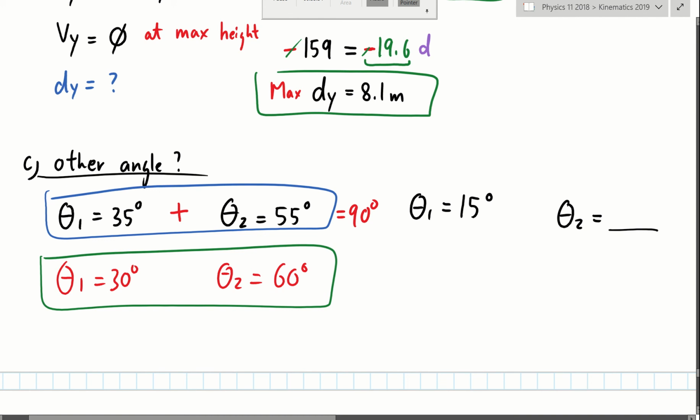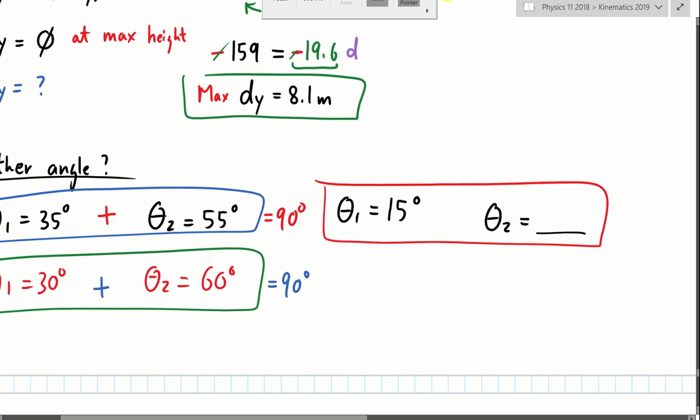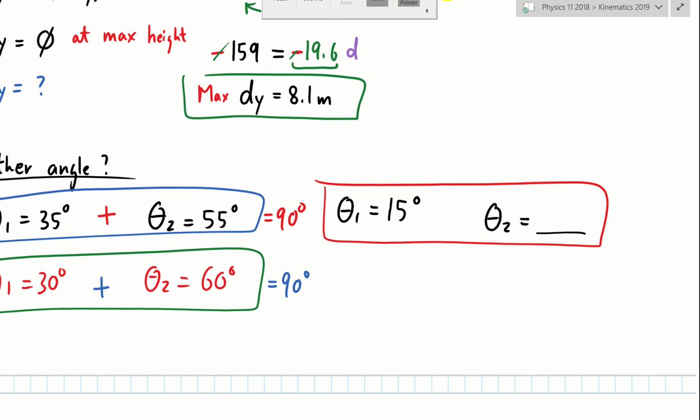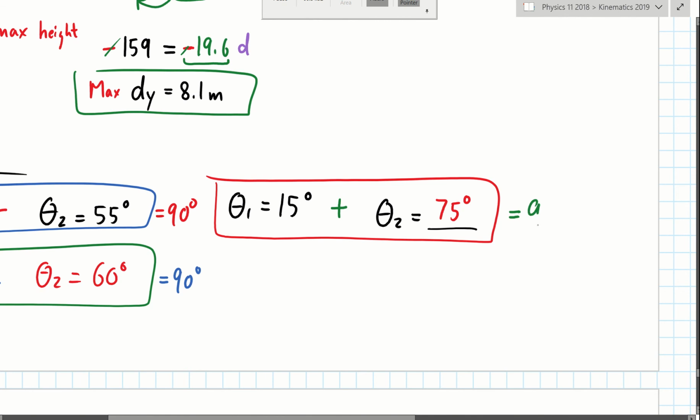Okay, now I want you to do this one. What is 30 plus 60 degrees? 90. So that is the pattern. They have to add up to 90. So now here is the question. What if you launch something at 15 degrees, at what other angle can you launch it so that you're catching it? 75 degrees, because at the end, the two numbers have to add up to 90 degrees. That's the pattern. Okay, so now you know how to predict that.